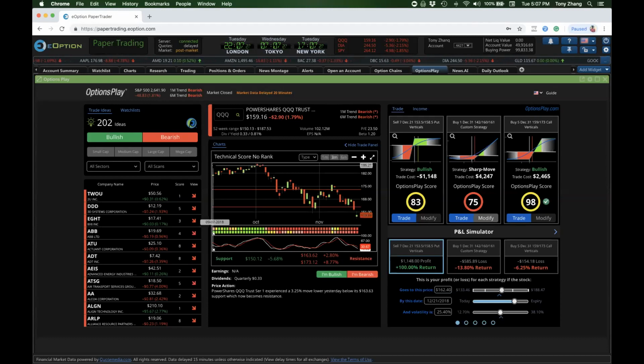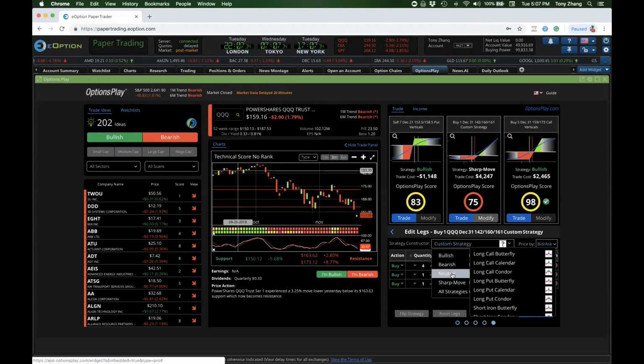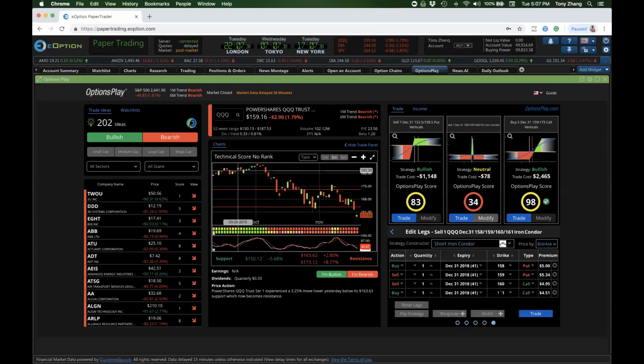Can you show the screen on OptionsPlay for iron condors? Sure. You can click on Modify, use the same strategy constructor, click on Neutral, and let's do short iron condor. And now you have an iron condor. You can do the width, you can do the wingspans, you can move the strikes up one or down one just by the click of a mouse. This is all designed to make your process of finding an iron condor as easy as possible.